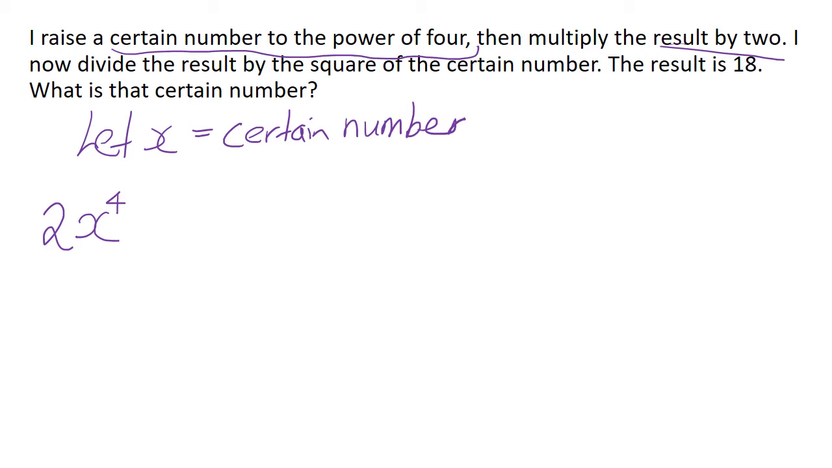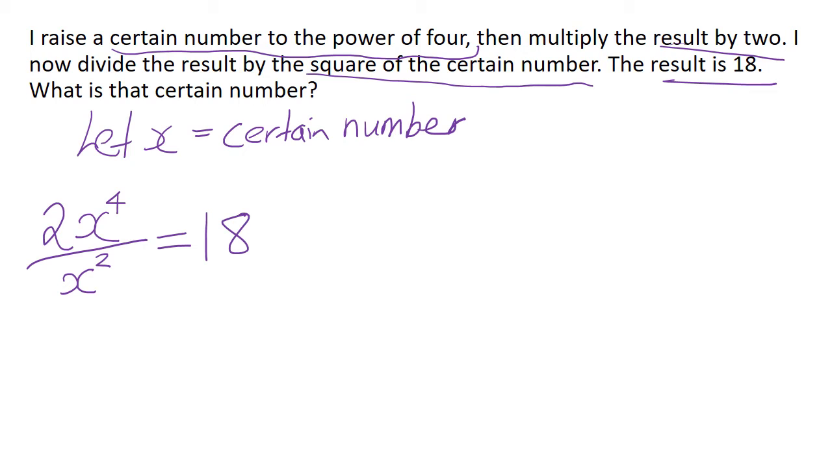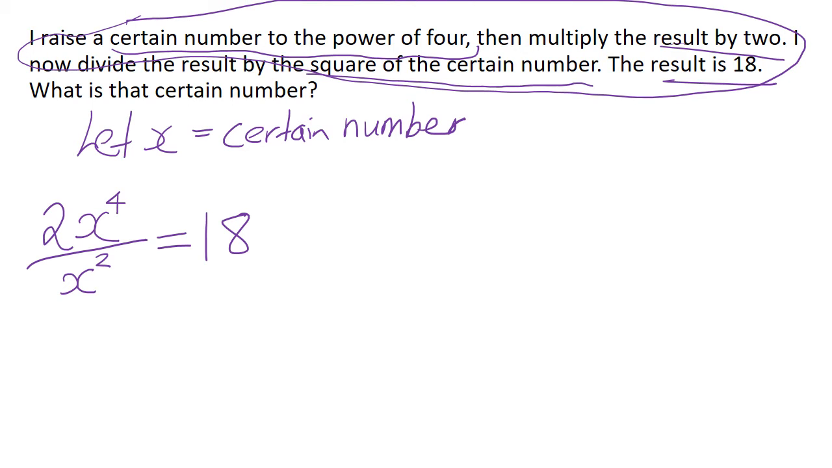Then I'm going to divide the result by the square of this certain number. So what he's saying is I'm going to divide this whole thing by the square of that certain number. So x squared. And the result is 18. So if he's saying the result is 18, obviously that is saying this whole thing equals 18. You see, math is so beautiful that I can represent all that writing just with this beautiful equation. It looks a little bit complicated, but we can do a little bit more to clean it up.